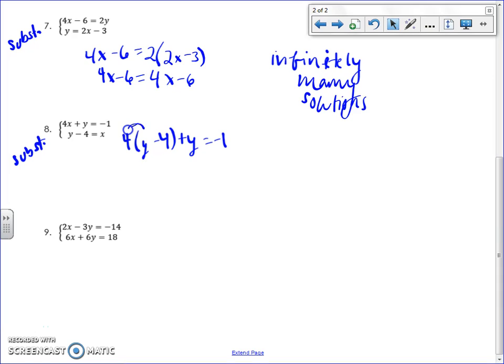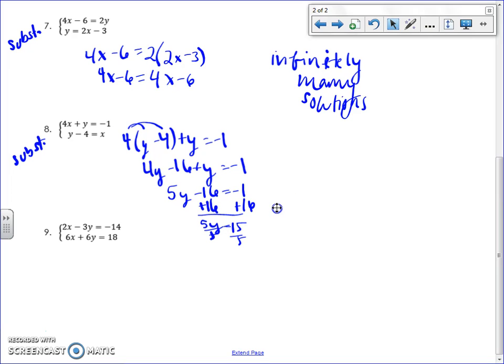I'm going to use the distributive property here, and I get 4y minus 16 plus y equals -1. I'm going to combine like terms here, so I would have 5y minus 16 equals -1. Add 16 to both sides, and I get 5y equals 15. Divide by 5, divide by 5, y equals 3.